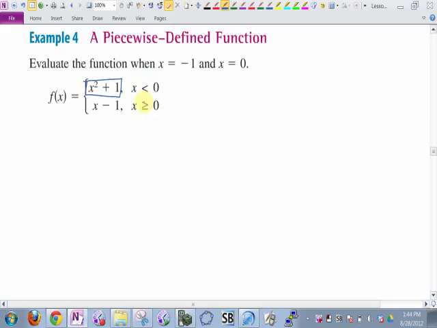Parabola. Okay? Specifically, it's what we call a parent parabola that you just shift up 1 unit, right? Take your parent parabola, shift it up 1. Beautiful. But I'm not going to draw the whole parabola. I'm only going to draw that parabola to the left of 0. Right? Then let's look at the second piece.